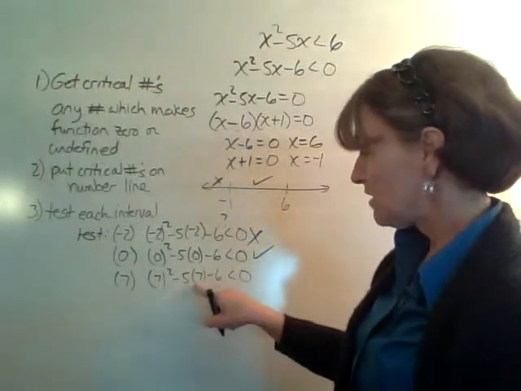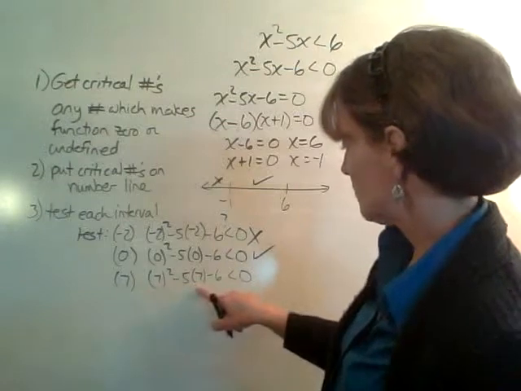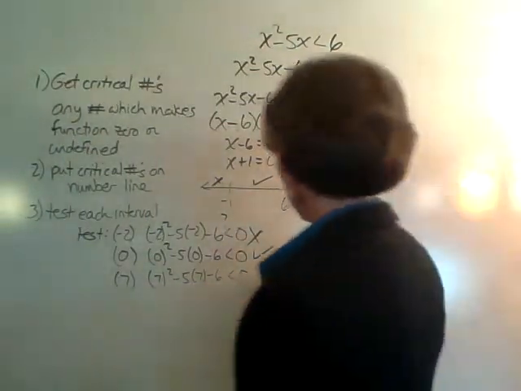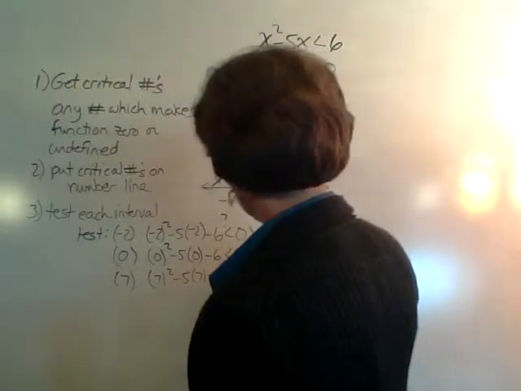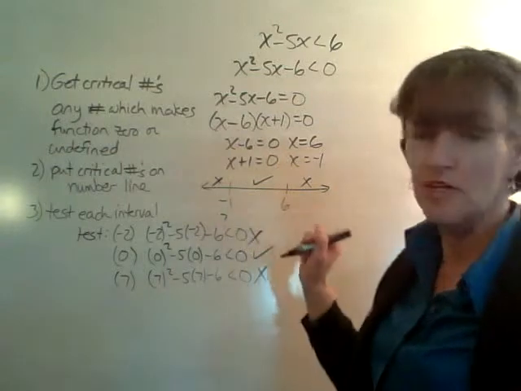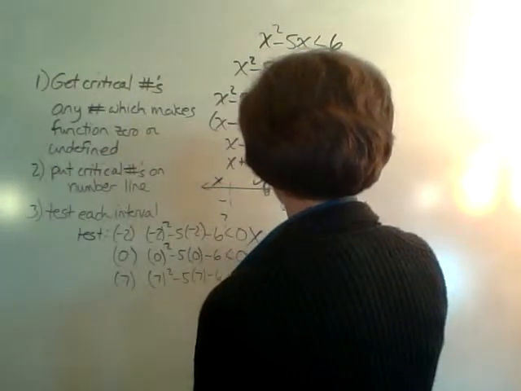I'll put 7 in for x. That's 49 minus 35, so that's 14, and then minus 6 is 8. That's a positive number, so that doesn't work. So the only numbers that are part of my solution set are between negative 1 and 6. My answer is negative 1 to 6.